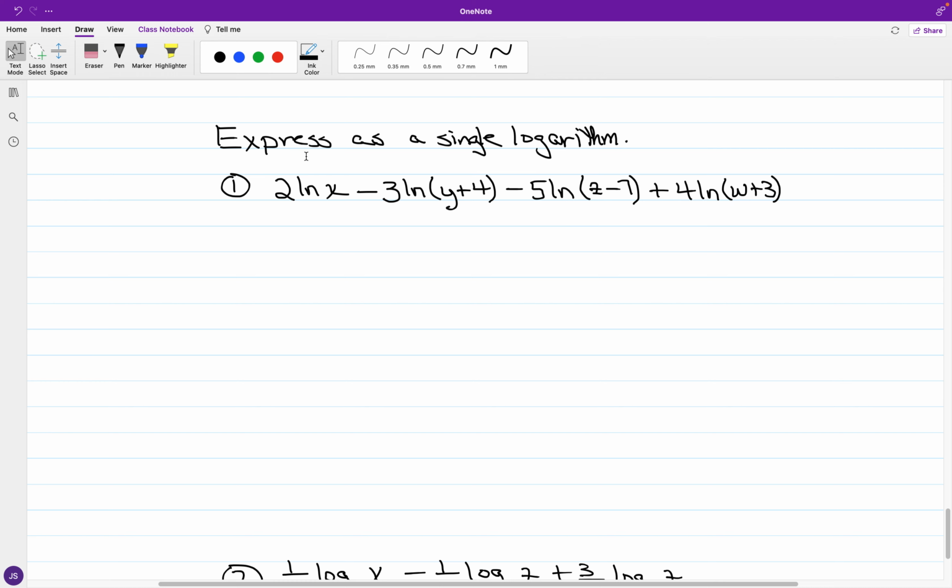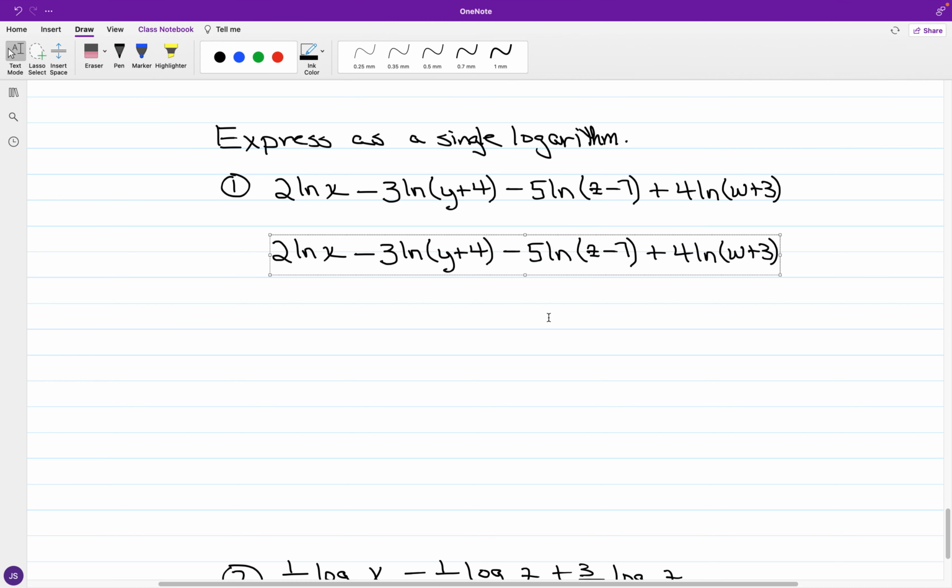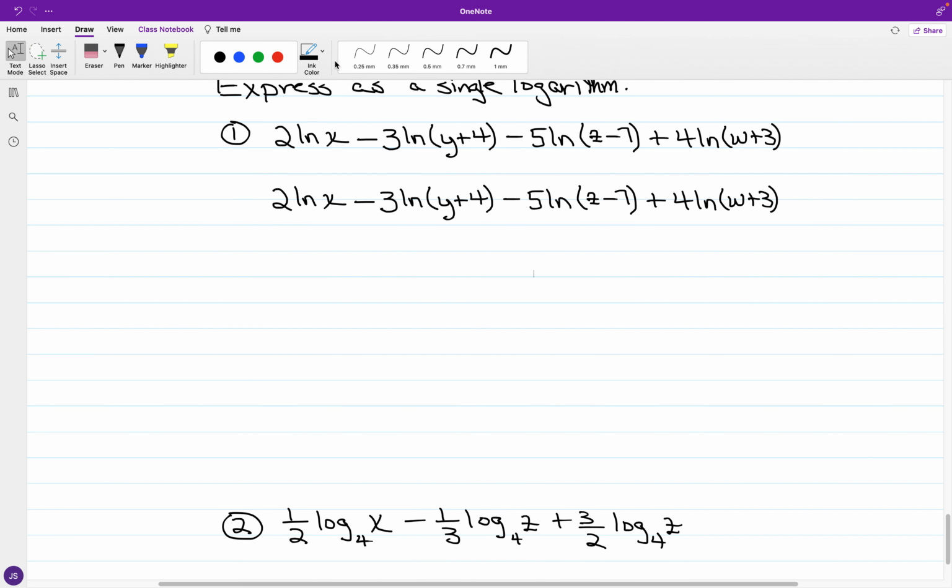Okay, if we look into these two problems, for the first set we have natural logarithmic terms, and we want to make them into a single natural logarithmic expression. For 2 times the natural logarithm of x, I have 2, which I can make into an exponent. Next term, I can do the same thing with 3, as well as 5 for the third term, and also with 4 for the last.